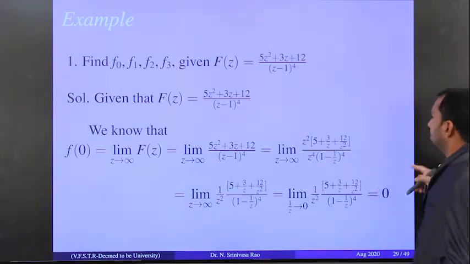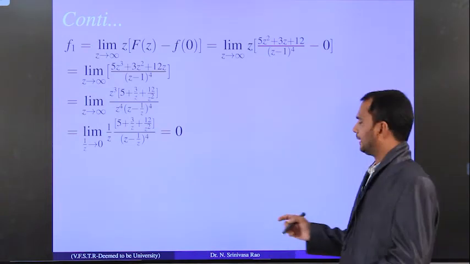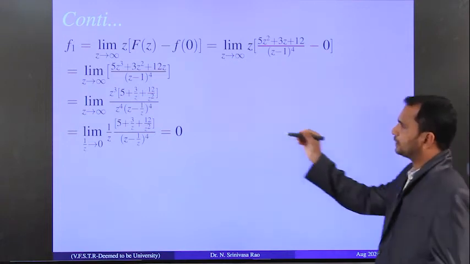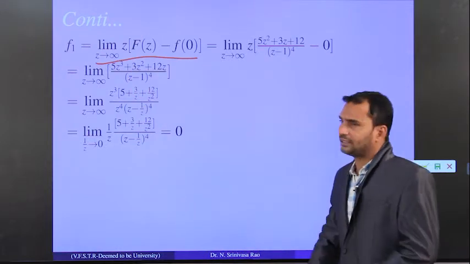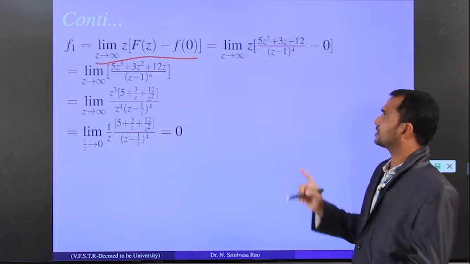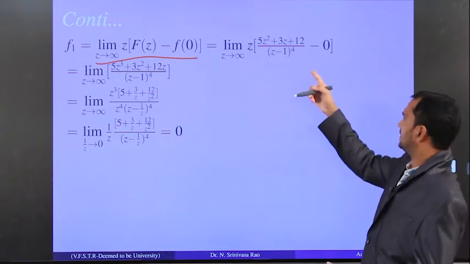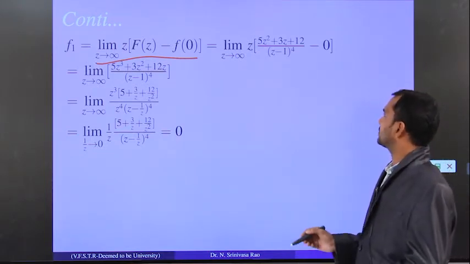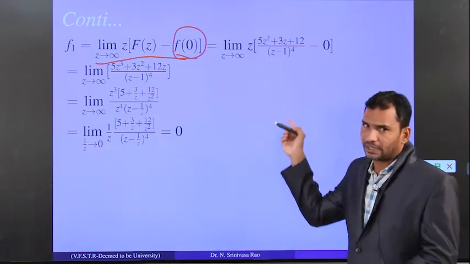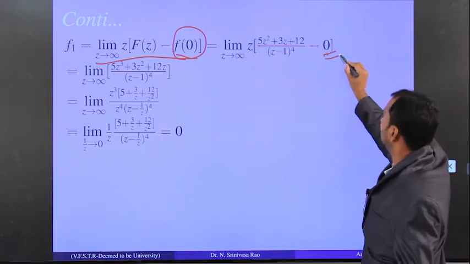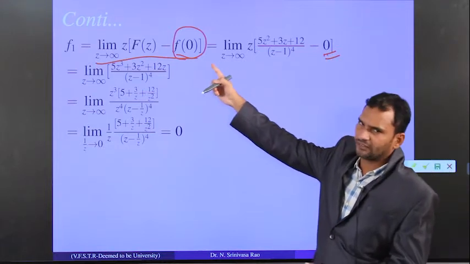Now we'll find the next, f1. According to the initial value theorem, f1 is the limit as z tends to infinity of z into f of z minus f0. This equals the limit as z tends to infinity of z into 5z square plus 3z plus 12, whole divided by z minus 1 whole power 4, and here the f0 value is there. Already in the previous slide we found the f0 value, which is 0. So we substitute 0 in the place of f0.